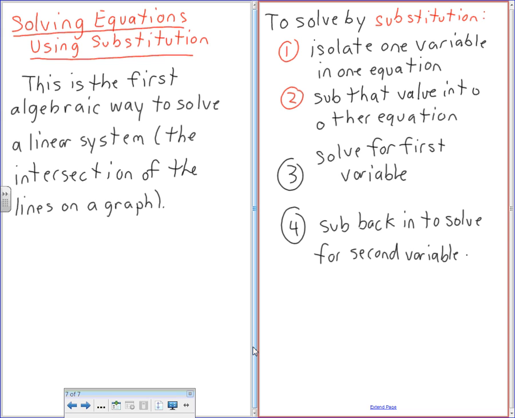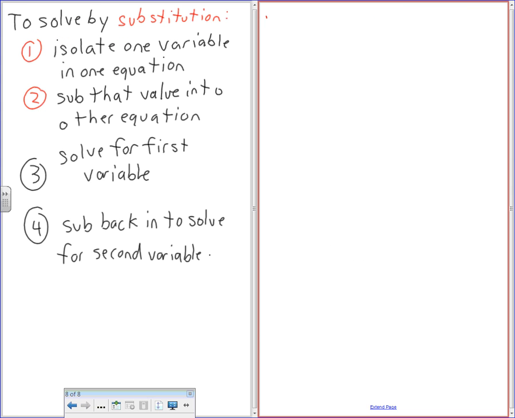Are we almost done with those 2 pages? All right, here we go, example 1. Solve the linear system.